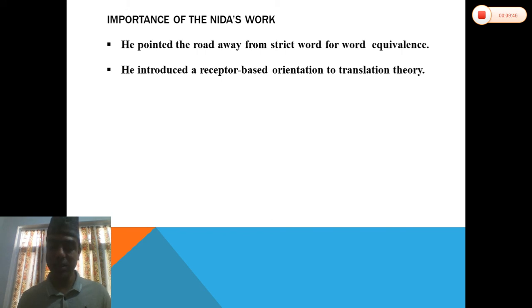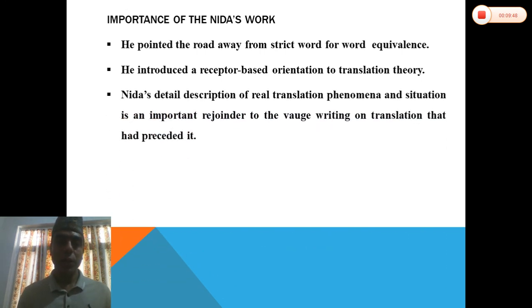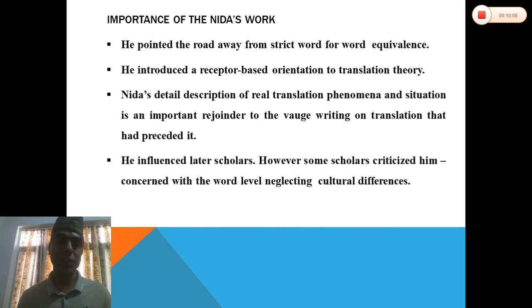It is his theory. Nida's detailed description of real translation phenomena and situations is an important rejoinder to the vague writing on translation that had preceded it. It is a paradigm shift. It is said that earlier word to word translation was the focus, but Nida's theory focuses on a new dimension. He influenced later scholars also.